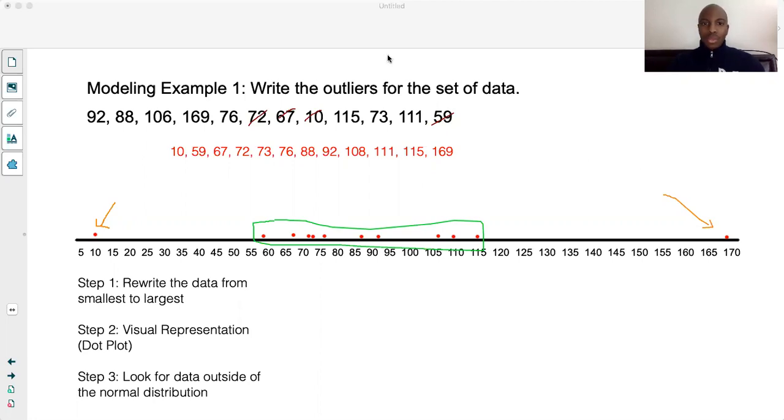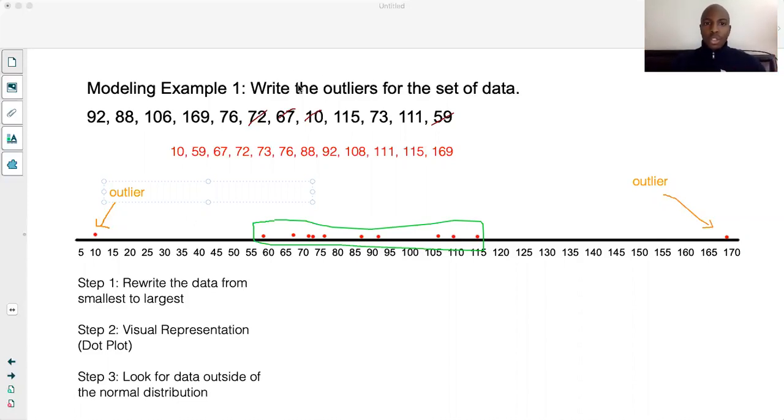So I would write here, just so we all know, this is an outlier, and this one over here is also an outlier. These are our outliers of the data. So if I was writing my answer, I would say my outliers are 10 and 169. You could have probably guessed that just by looking at the numbers themselves, but you want to make sure of the cluster. Now, in most cases, your outliers are going to be the last 2 when you write them from smallest to largest.